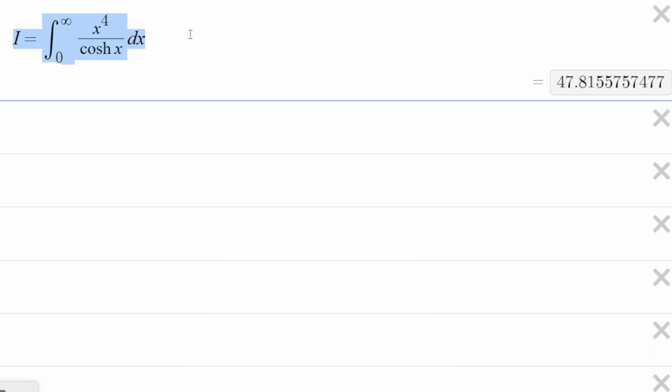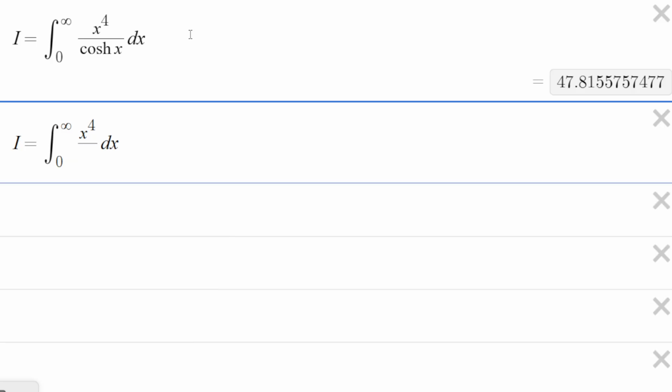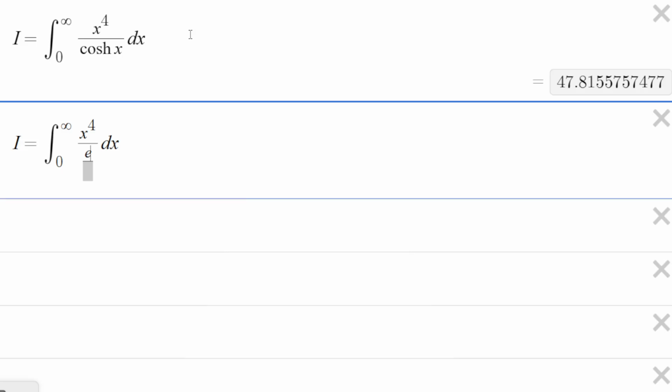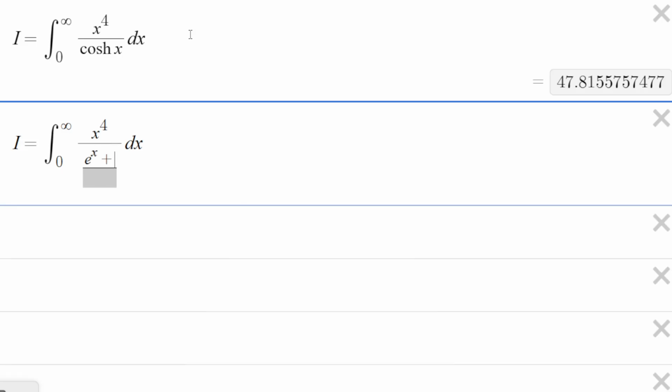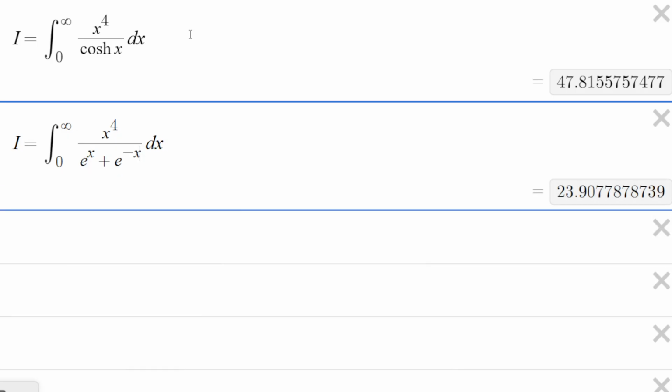All right. So first, I want to rewrite this using the exponential definition of cosine hyperbolic. So cosine hyperbolic is just e to the x plus e to the negative x over 2. As you can see, we get the exact same thing. And then I'm going to bring this 2 outside.